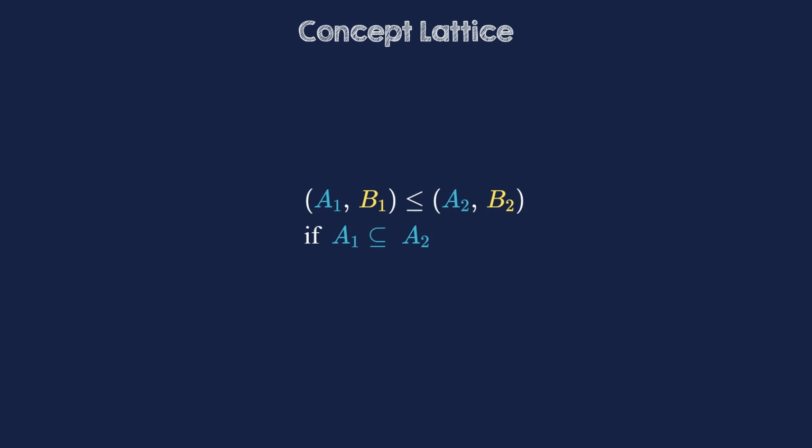If we have two concepts, A1, B1 and A2, B2, it might be the case that A1 is contained in A2. In this case, we say that the first one is a subconcept of the second one, or that it is smaller. And we already saw that this is equivalent to B2 being a subset of B1. With this notion, the set of all concepts forms a so-called lattice. That means we can draw the following diagram.